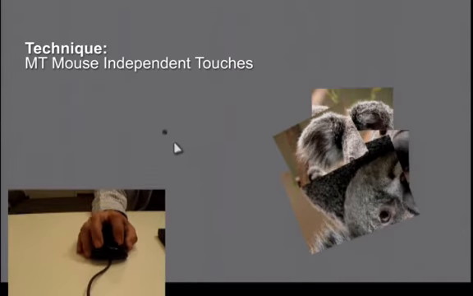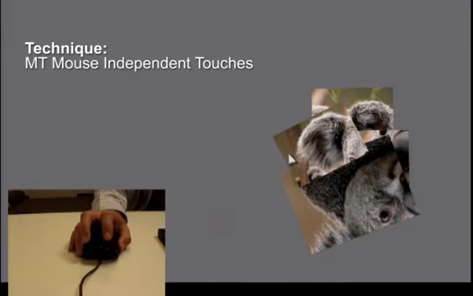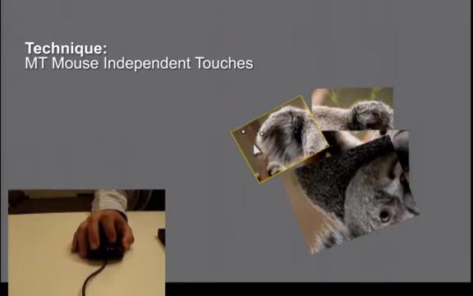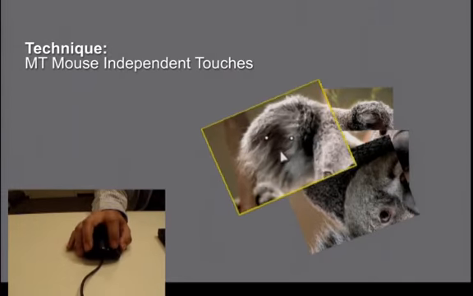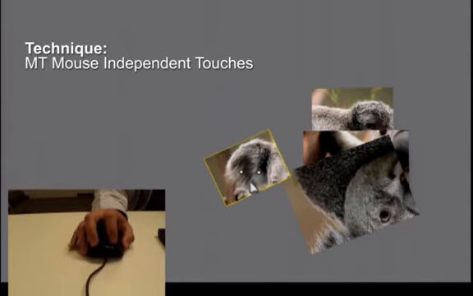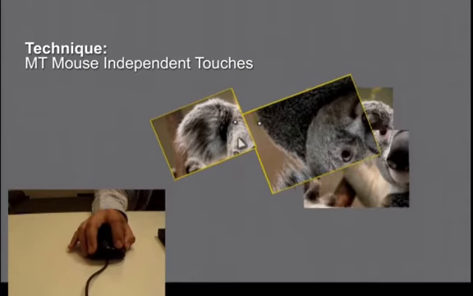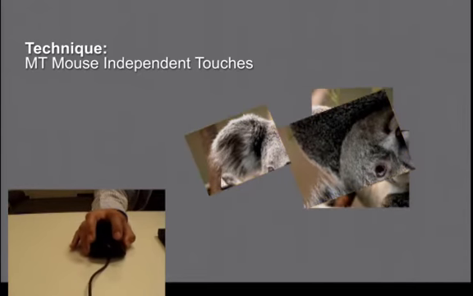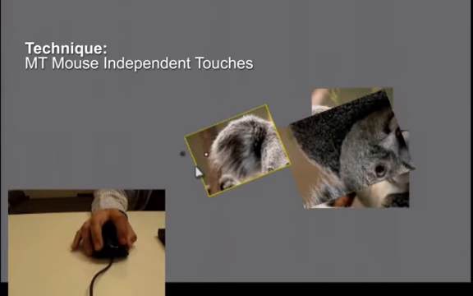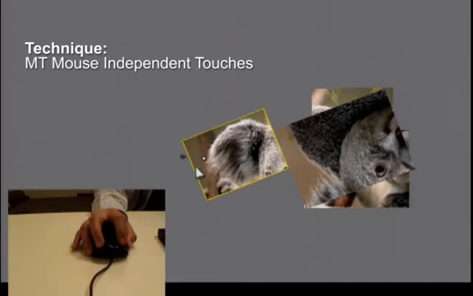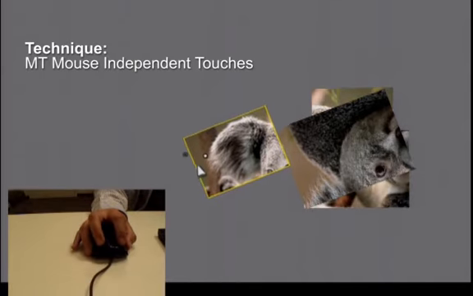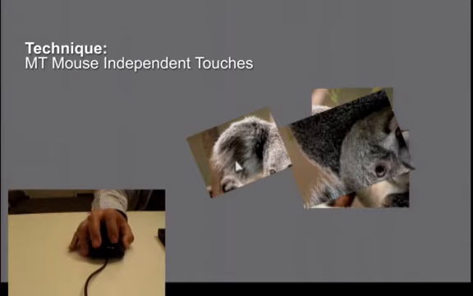In the MT mouse independent touches technique, objects are selected by touch. This allows the user to manipulate an object without clicking the mouse. Each cursor is completely independent, thus it is possible to select and move multiple objects at the same time. However, this also means that the user can sometimes inadvertently place one contact on an object when they meant to use 2, resulting, for example, in the object translating rather than rotating or scaling.